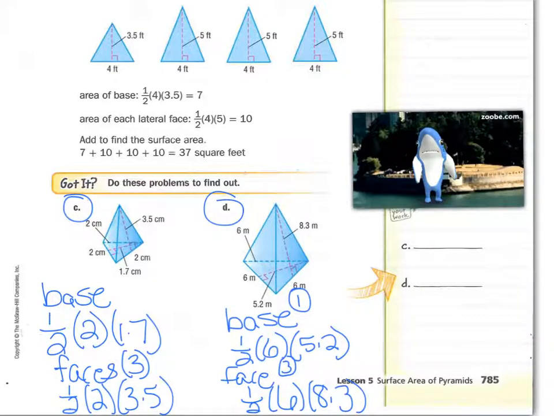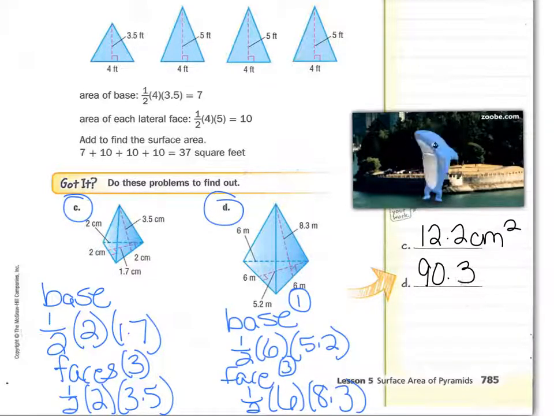Okay, let's check your answers with Surface Area Shark. Hey there, you've been pretty busy calculating these surface areas. Let me help you out with the answers for C and D. The answer to C is 12.2 centimeters squared. For problem D, it's 90.3 meters squared. If you did not get these correct, once again, please stop now and check in with your teacher.